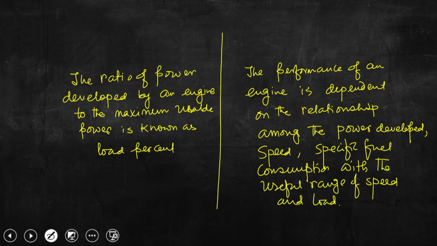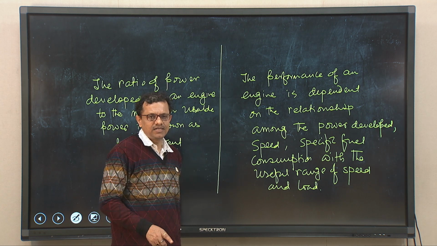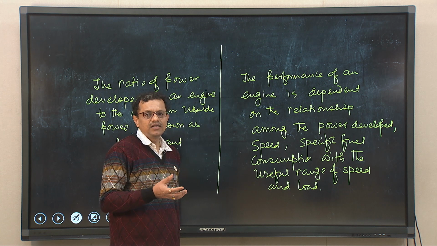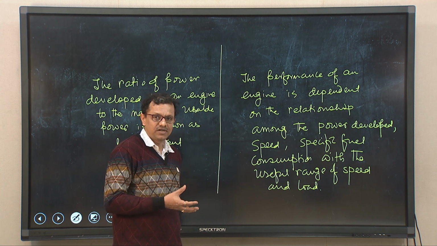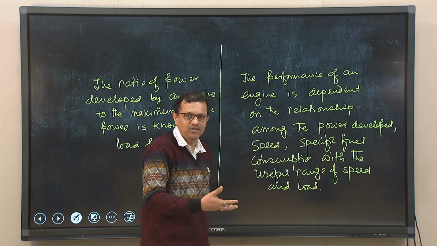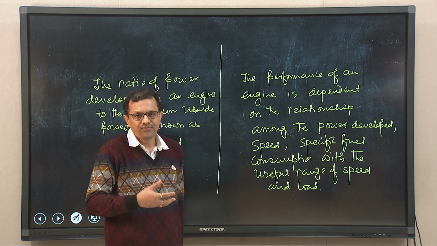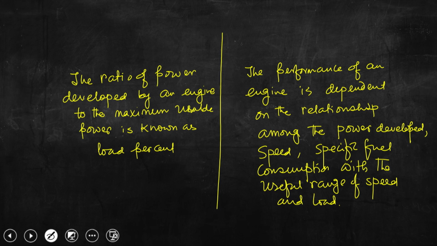Okay. So, we are talking about engine performance. An engine can operate within a useful range of speed, but at each speed there will be a maximum power, and the ratio of power developed by the engine to the maximum usable power is the load percent. Certainly that will vary if we vary the speed, if we vary the load, or if we change the fuel supply or specific fuel consumption. All these things, speed, specific fuel consumption, are interrelated for the performance of the engine. Engine performance is a very important term, and if we need to predict the performance of an engine, we need to know all these quantities.